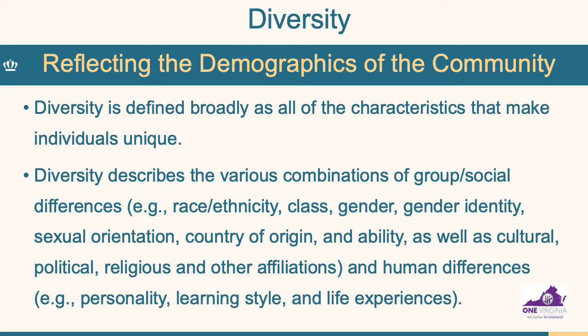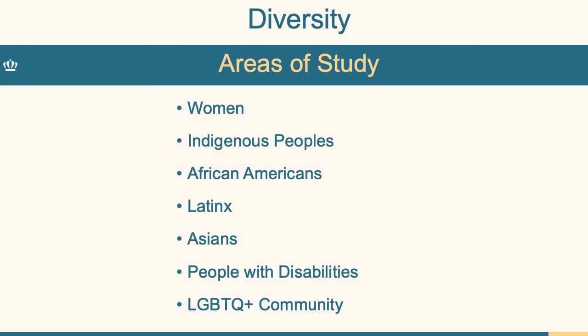The definition that we are using for diversity comes out of the One Virginia Plan, which is the state's strategic plan for inclusion. As you can see, diversity covers a really broad range of different characteristics that are associated with people. All of the different characteristics that make people people are important and far exceed what can be covered in a single course. This class will focus on 7 different populations.